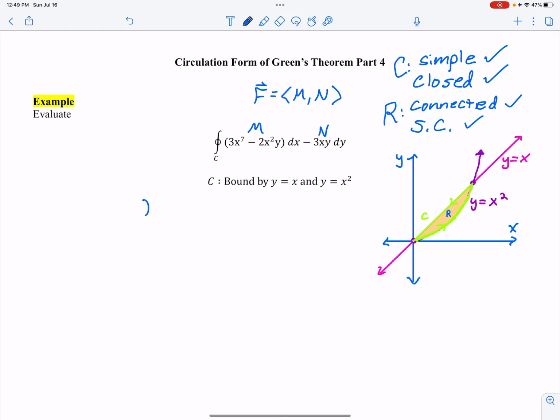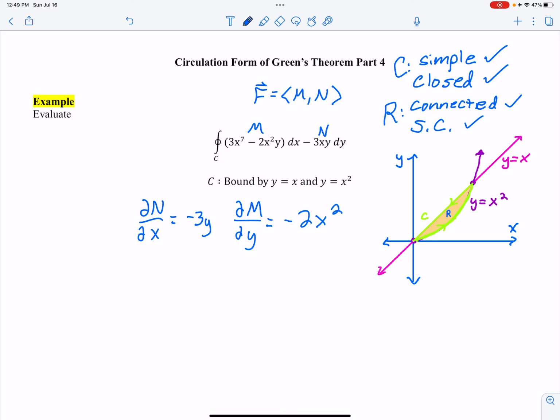All right, so that means I can use Green's theorem, which means I need to calculate the partial derivative of N with respect to x and the partial derivative of M with respect to y. So we take N and we differentiate it with respect to x. I get negative 3y. I take M and I do it with y. The first term goes away, and then I just get left with a negative 2x squared.